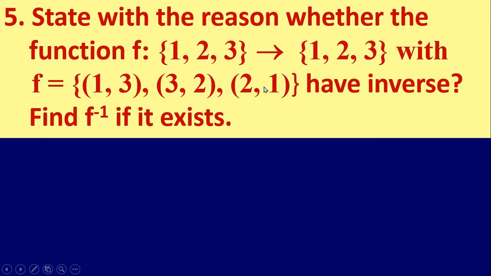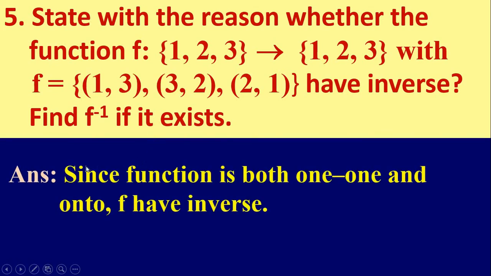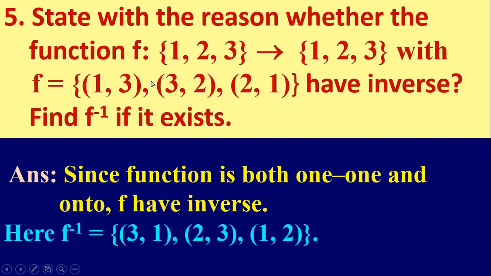Now here different elements have different images and all the elements of codomain are images. Therefore this function is both one-one and onto. So since this function is both one-one and onto, function is invertible and f has inverse. Now here f inverse is given by {(3,1), (2,3), (1,2)}. It is 3 related to 1, 2 related to 3, 1 related to 2 with f inverse function. So therefore f inverse is {(3,1), (2,3), (1,2)}.